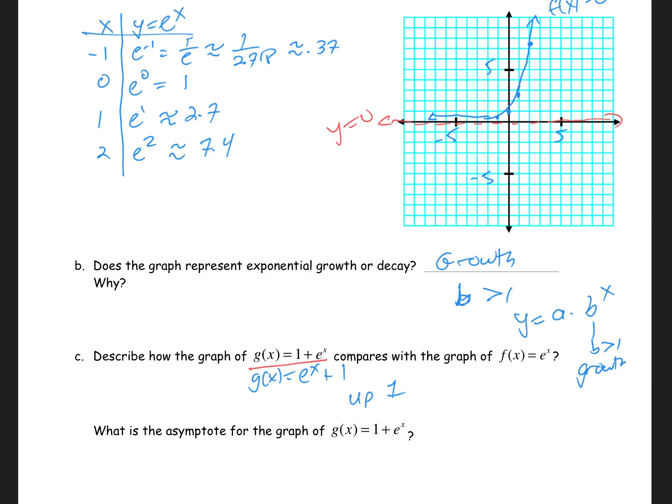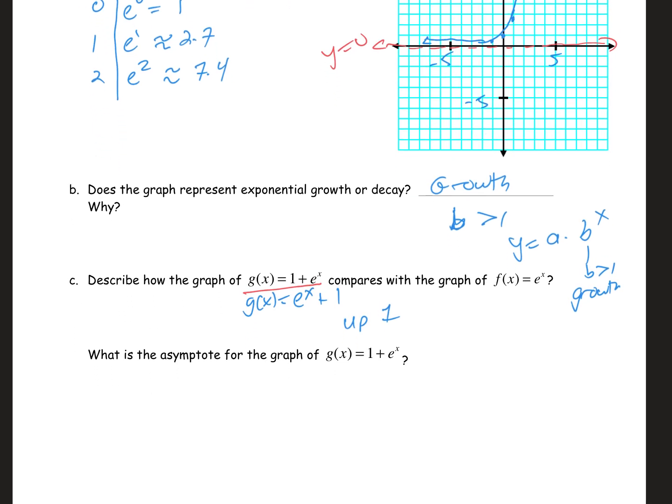And then what's the equation for the asymptote when this graph is shifted up 1? In the parent function, we had a horizontal asymptote at y equals 0. And in g of x, we'll have a horizontal asymptote shifted up 1, which is y equals 1.